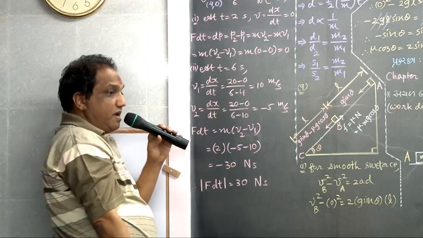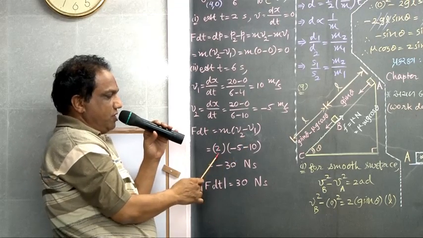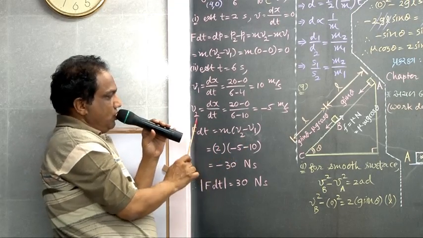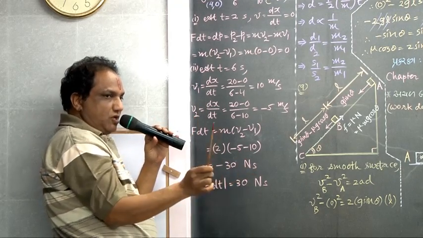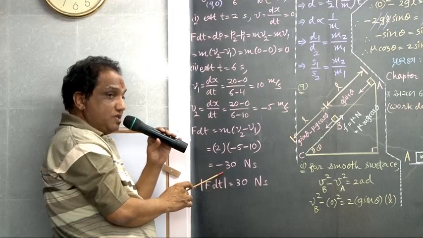Minus 5, minus 10, minus 15. Minus 15 into 2, come on. Minus 30. The unit of force is Newton, the unit of time is second. Actually speaking, this is the true answer.